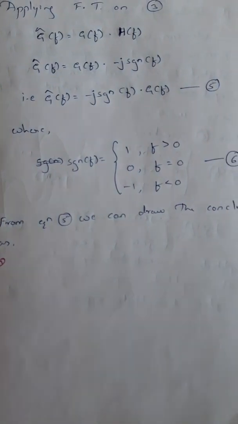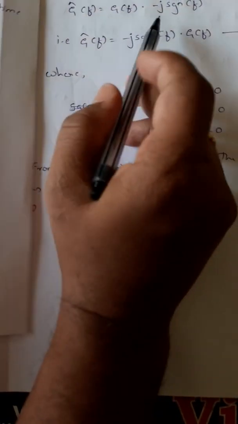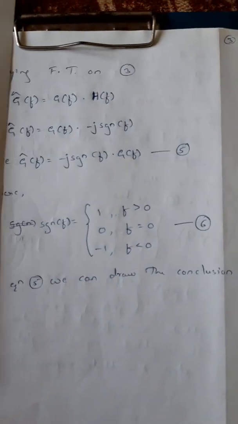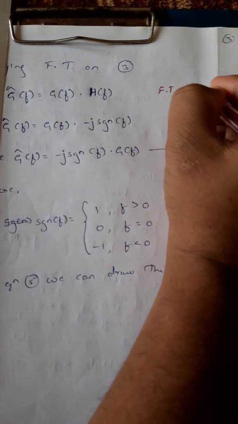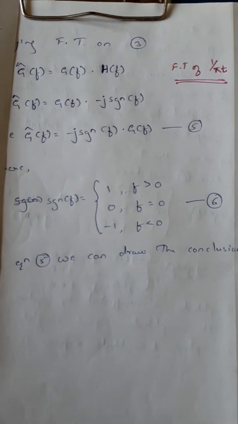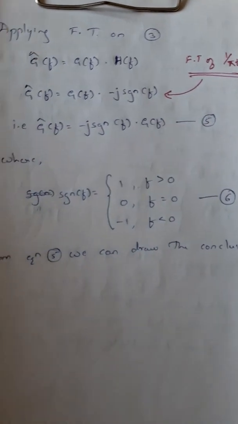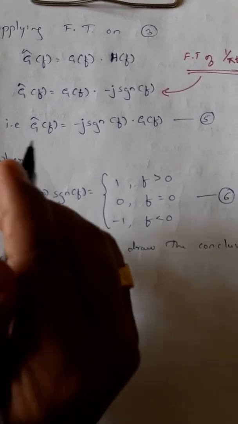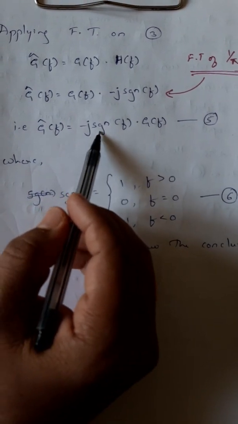If I apply the Fourier transform to this 1 by pi t, I'm going to get minus j signum of f. This particular thing I'm going to leave for you as an exercise, that is, find the Fourier transform of 1 by pi t. If you want, you can just do it. You're going to get minus j signum of f. Just try it out. Let me continue. Just rearrange the terms. The g cap of f is equal to minus j signum of f into g of f.